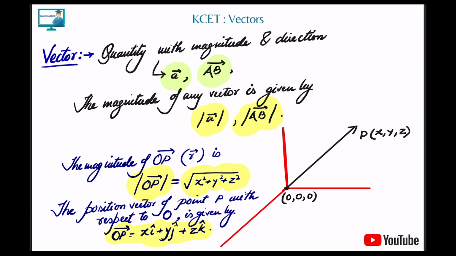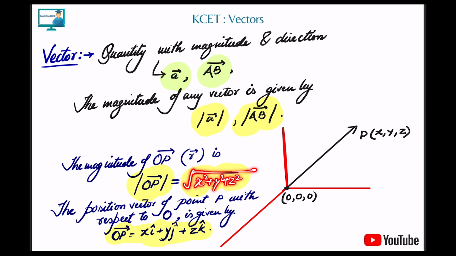We denote a vector by a small letter with an arrow, or by a capital AB with an arrow. These are the two ways we denote it. The magnitude of any vector is given by the mod. I think everybody knows all this, but I'm still recapping it fast. Here we have taken the vector OP. Let's say the vector R is xi cap plus yj cap plus zk cap. The magnitude is the root of x square plus y square plus z square.